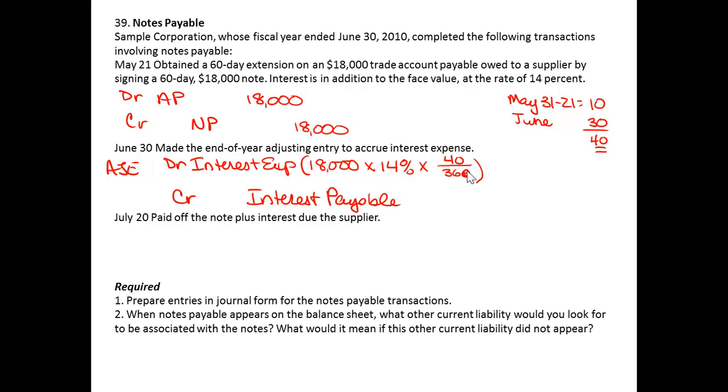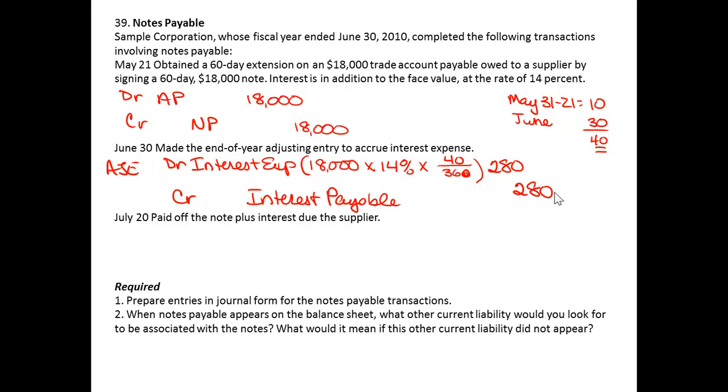So to make life simpler, we're just going to take it over 360 for the number of days in the year. Some texts use 365, some use 360, some do count months instead of days, but this is just so that we can get a number here. So the interest that has accrued is $280, 18,000 times 14% times 40/360.